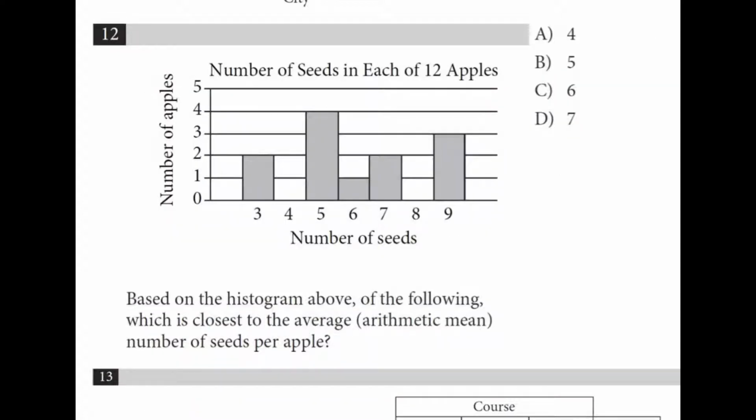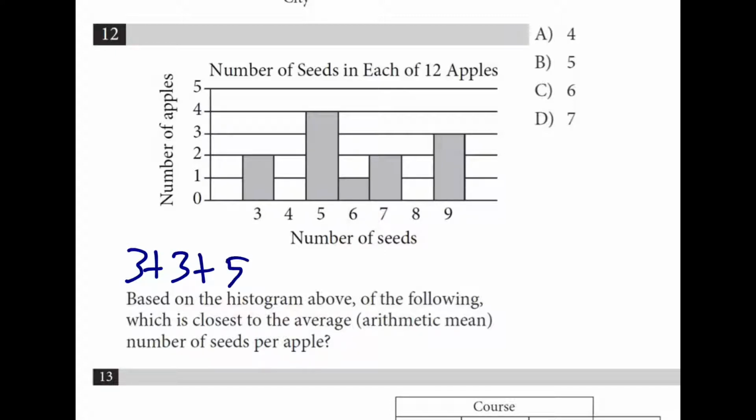Number 12. Based on the histogram above, of the following, which is the closest to the average or arithmetic mean number of seeds per apple? Normally, to figure out averages, we add together all of the possible values and divide by how many. Notice there are only 1, 2, 3, 4, 5 bars for 12 apples. So how do I add them up? You have to understand how a histogram works. This bar above 3 corresponds with 2 apples. So we add 3 twice.